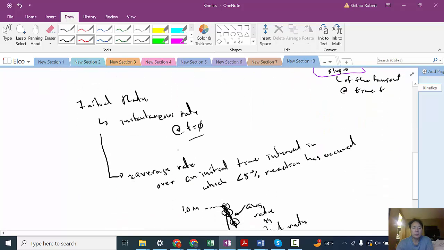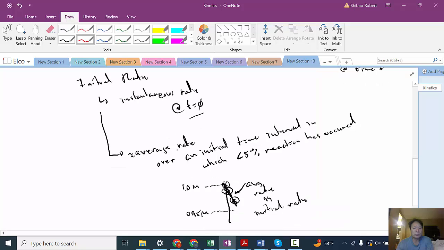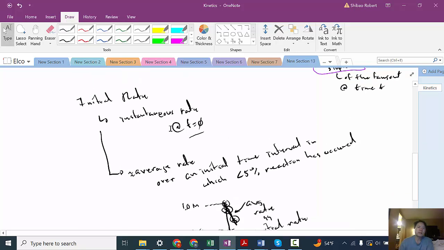Okay, the next thing we have is something called the initial rate. The initial rate is the instantaneous rate at time 0, but sometimes it's very difficult to draw a tangent line at time 0. So what we'll say is that the initial rate could also be approximately equal to the average rate over an initial time interval in which less than 5% reaction has occurred.